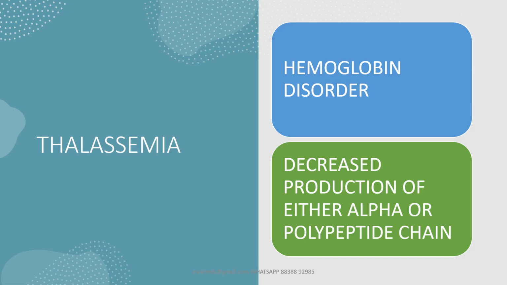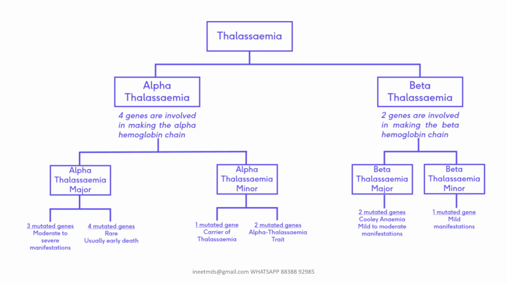Next one is thalassemia. Thalassemia is a hemoglobin disorder. There is decreased production of either the alpha or beta chain. You can group them as alpha thalassemia or beta thalassemia. In alpha, there are 4 genes involved in making the alpha hemoglobin chain, whereas in beta, there are 2 genes involved in making the beta hemoglobin chain. Under alpha thalassemia itself, we have alpha thalassemia major and alpha thalassemia minor. Under alpha thalassemia major, if 4 genes are mutated, it usually results in death.